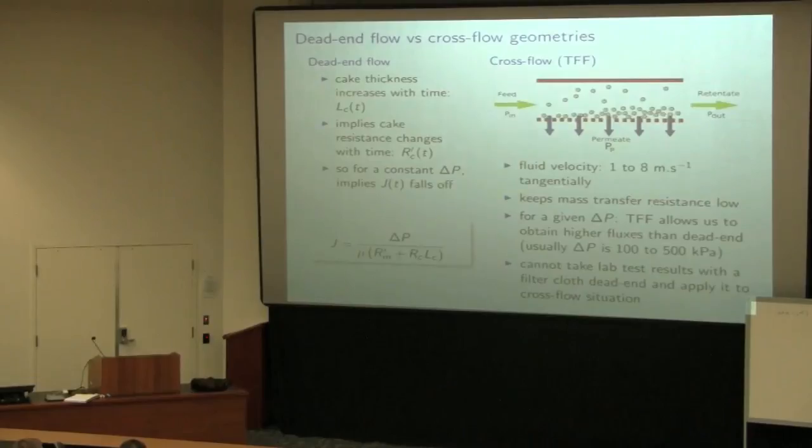The other thing to bear in mind is we can't interchange the values from the dead-end geometry with the cross-flow geometry. What I mean by that is if I'm using a lab test that's done in dead-end mode to estimate mass transfer resistances, I can't assume that same resistance applies in cross-flow mode. That should be clear, because cross-flow mode has a very different way of affecting the solids. And so that cake thickness resistance, this RC, is definitely going to be very different in dead-end mode versus cross-flow mode, two totally different numbers. So we can't interchange results from different ways of operation.